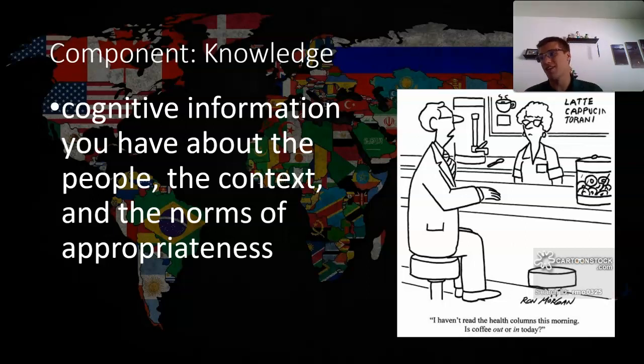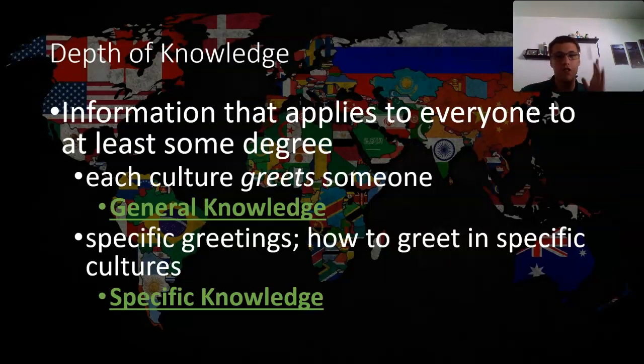Knowledge, exactly as you would expect, is cognitive information you have about the people, the context, and the norms of appropriateness. You have to figure out within the context what is appropriate and what is effective, and you're going to base those decisions on knowledge that you have or that you can obtain. We divide knowledge into two different scopes. We have general knowledge, information that applies to everyone in some way, right? And we also have specific knowledge, which is information that is more geared toward a specific culture.